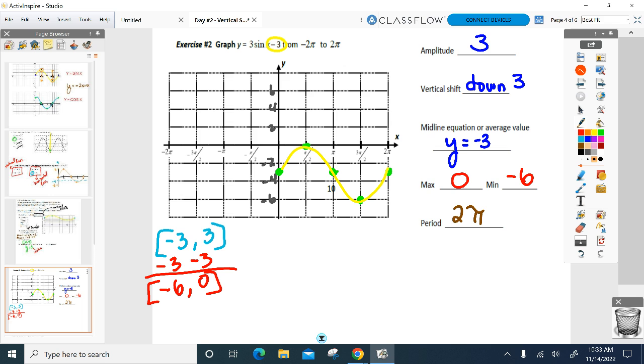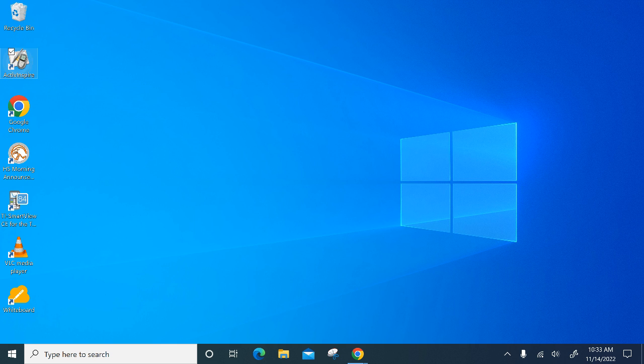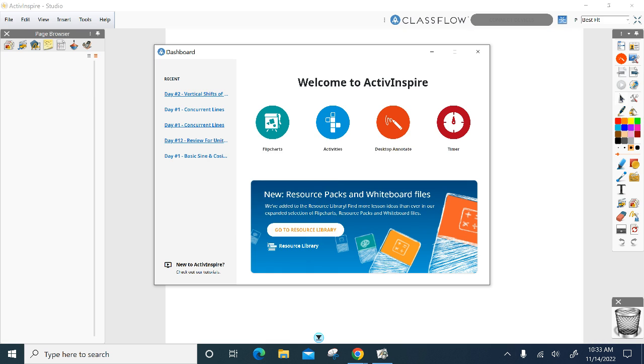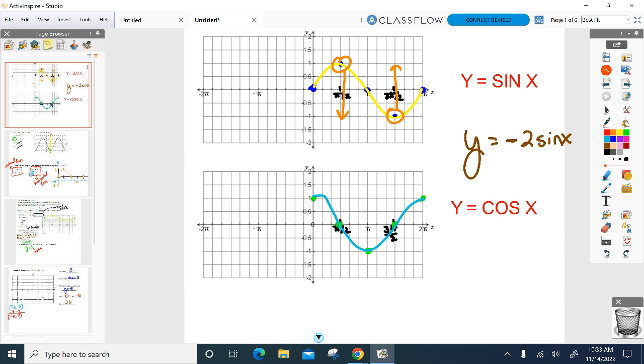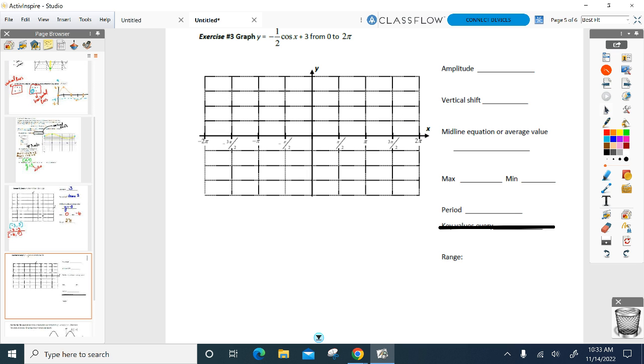This beast at you. All right, let's see if we can tame it. All right, let's do this. Negative 1/2 cosine x plus 3.